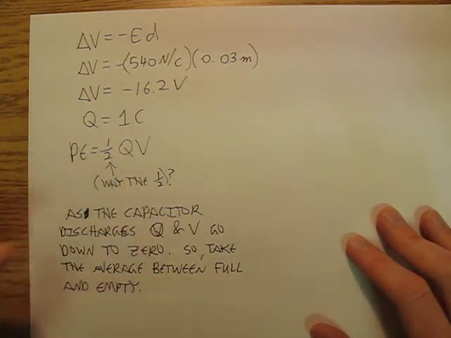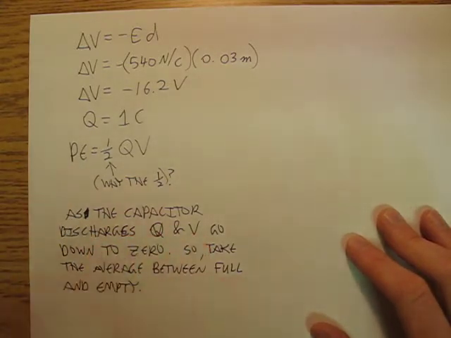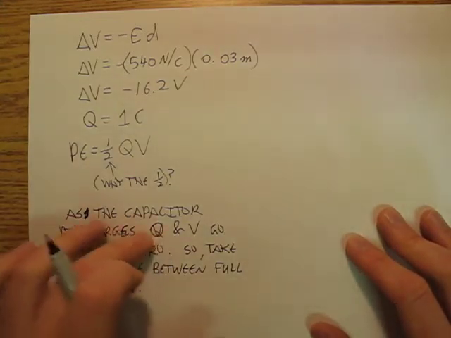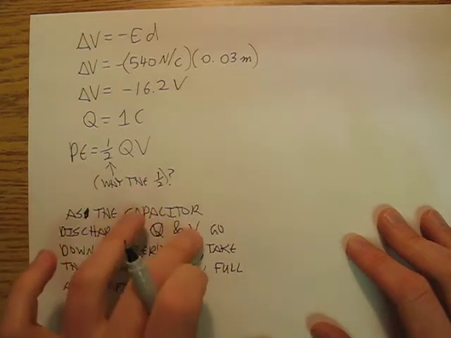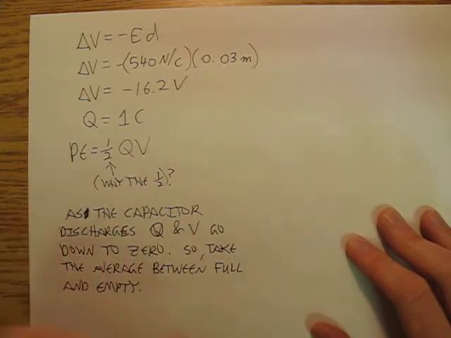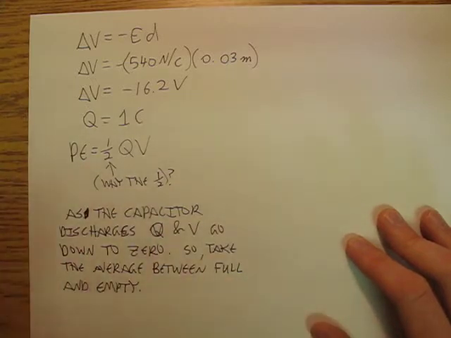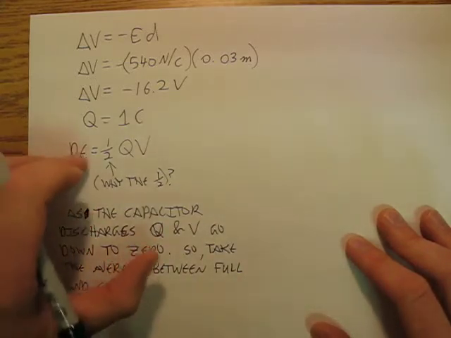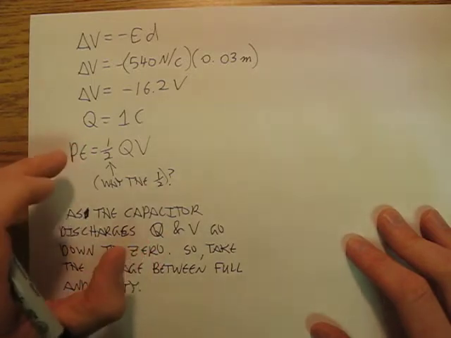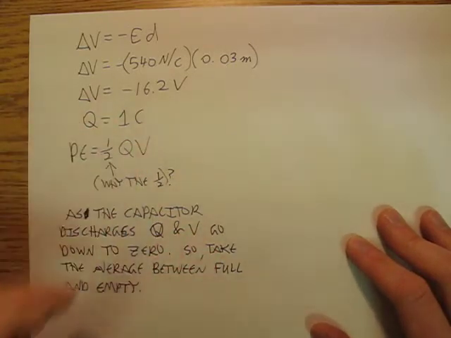with its opposite Q, and they're going to neutralize each other, so the Q is going to go down, and as the Q goes down, the V goes down. At the end, when the capacitor is completely discharged, there's not going to be any Q on the capacitor, and not any V. When it's full, it's Q times V. When it's empty, it's 0 times 0, and so the overall potential energy for the entire capacitor is going to be the average of QV and 0, which is 1/2 QV.